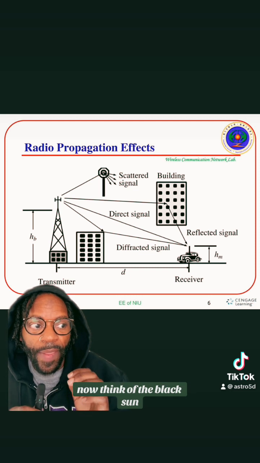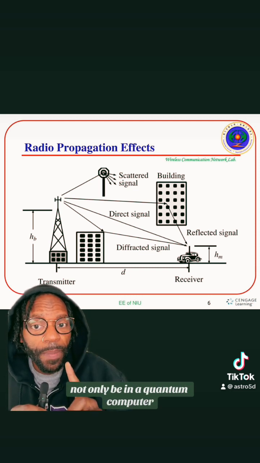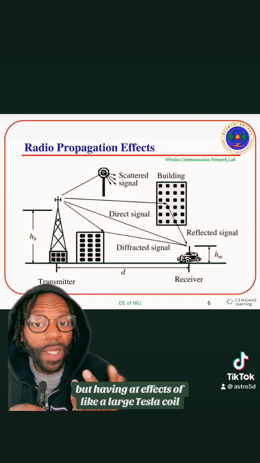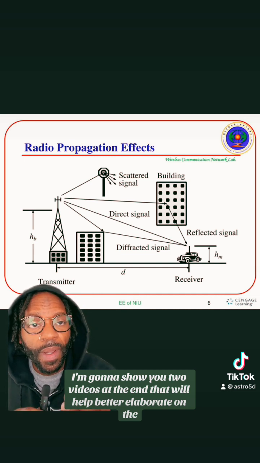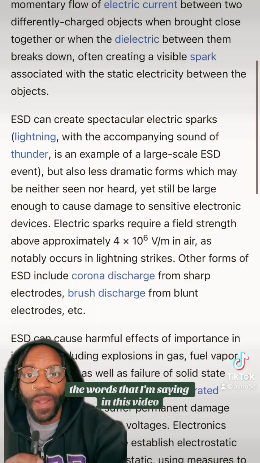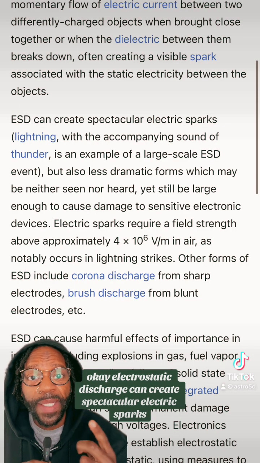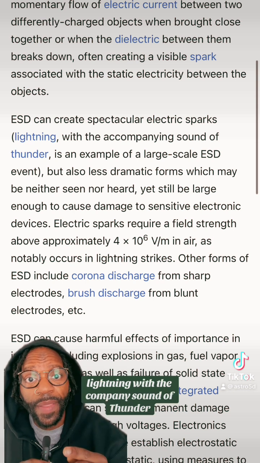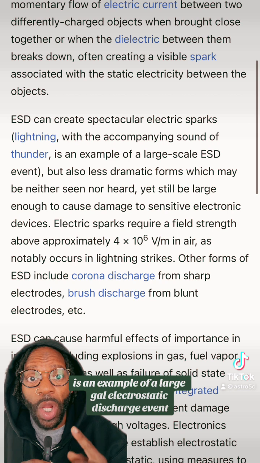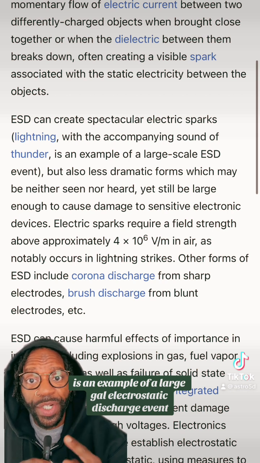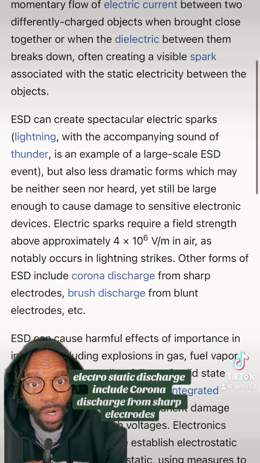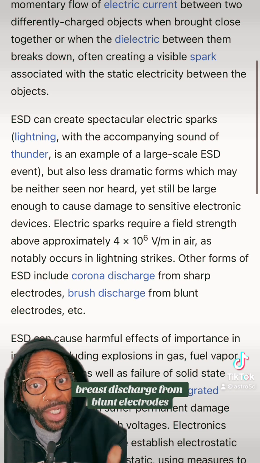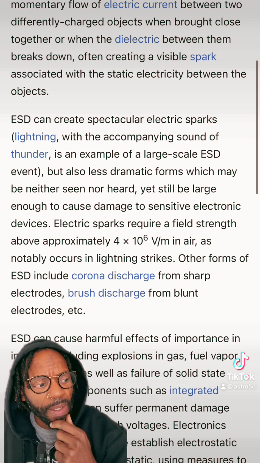Okay, now think of the black sun not only being a quantum computer, but having the effects of a large Tesla coil. I'm going to show you two videos at the end that will help better elaborate on the words that I'm saying in this video. Okay, electrostatic discharge can create spectacular electric sparks. Lightning with the accompanying sound of thunder is an example of a large-scale electrostatic discharge event. Going down to the last sentence here, electrostatic discharge includes corona discharge from sharp electrodes, brush discharge from blunt electrodes.